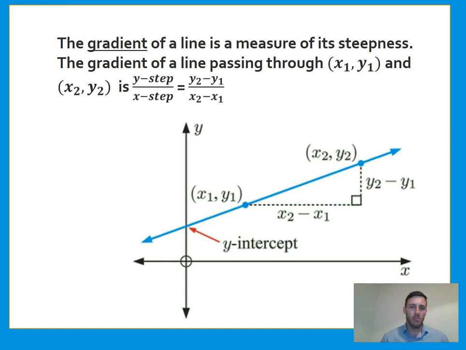The gradient of a line is a measure of its steepness, sometimes referred to as the slope. The gradient of a line passing through (x1, y1) and (x2, y2) is the y step over the x step. That is y2 take y1 over x2 take x1. Another common way to describe this is rise over run.